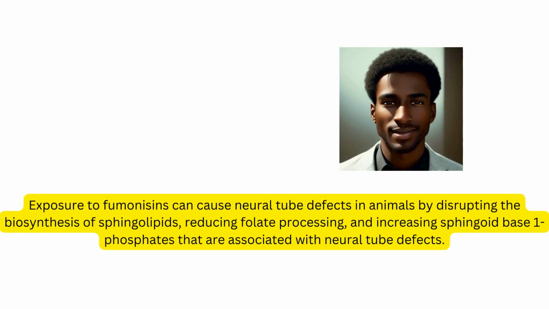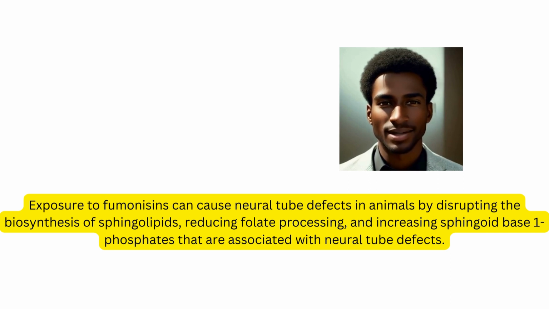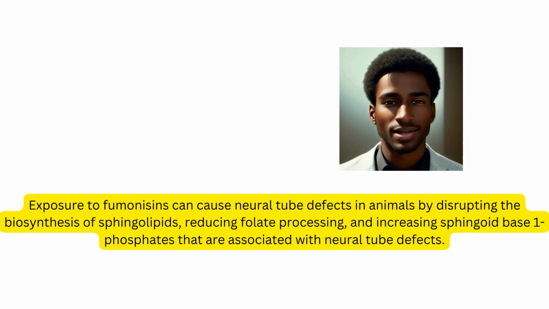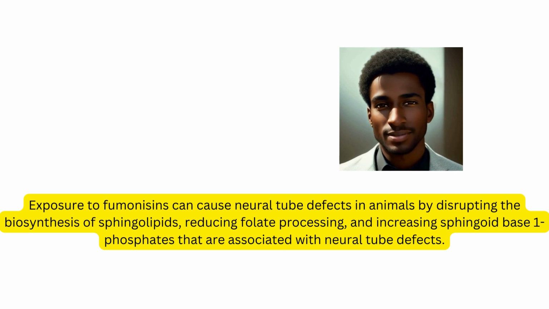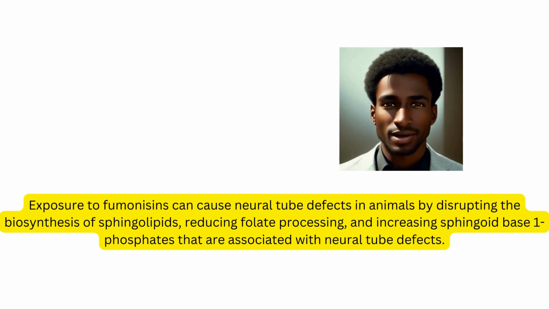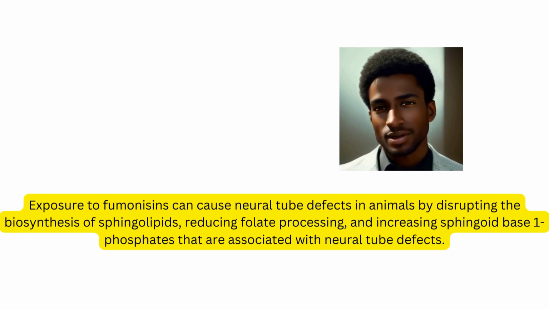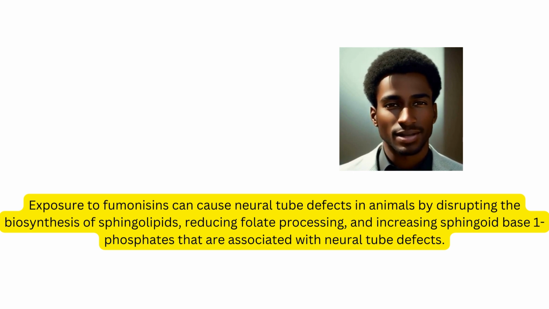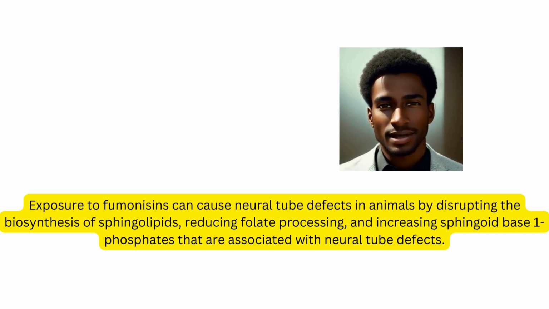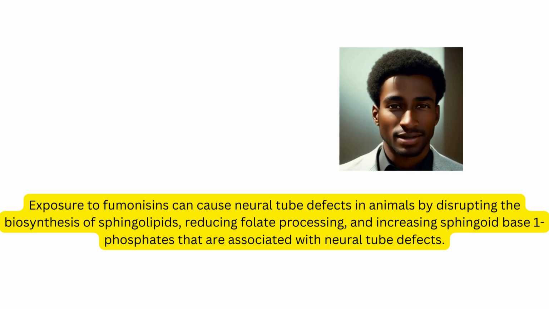The negative effects of fumonisins on neural tube development in animals. Studies have shown that exposure to fumonisins can lead to neural tube defects in animals. Fumonisins can lead to neural tube defects in animals by disrupting the biosynthesis of sphingolipids and depleting sphingolipid levels crucial for folate processing. Fumonisins can impede folate absorption, resulting in low folate levels, and cause elevated sphingosine base 1 phosphates, which are linked to neural tube defects.